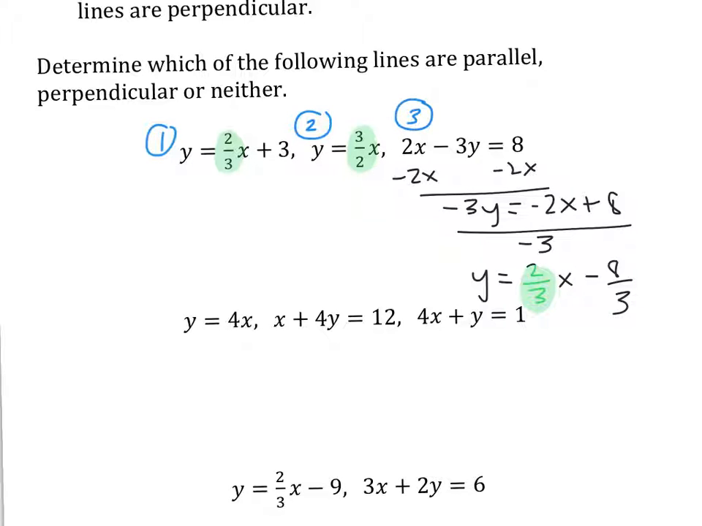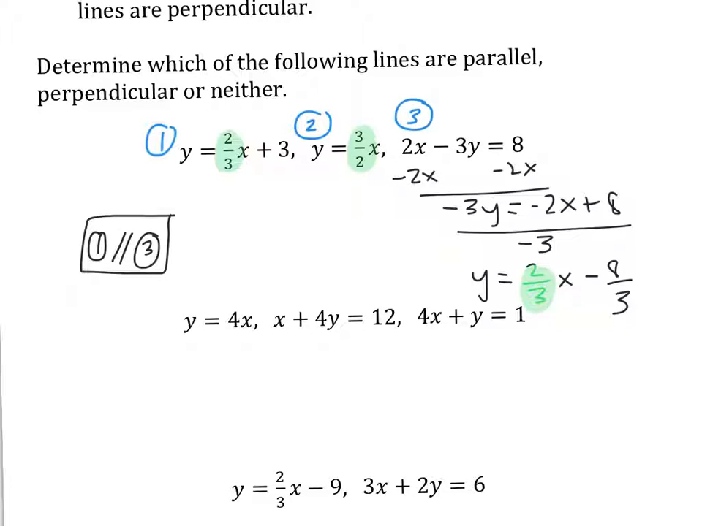So I see that numbers 1 and 3 actually have the same slope, right? They're both 2/3. So I can say line 1 is parallel to line 3, and that symbol there with those two lines, it's like two diagonal lines, that represents parallel. So line 1 is parallel to line 3.